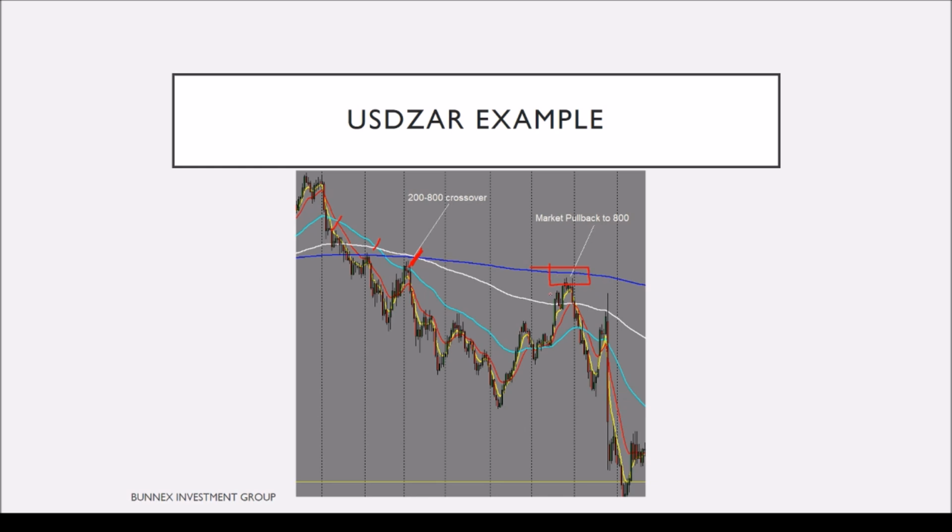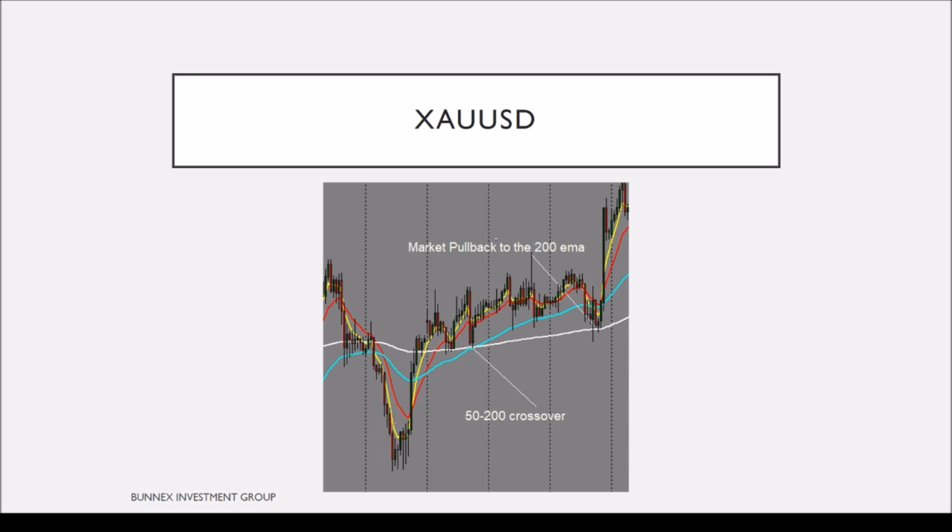So basically that is what you'll be looking for. The first thing is to see a clear crossover. After that you expect to see the market coming back to the higher period EMA. So watch till the end of the video so that I will show you how you can incorporate it in your trading, or use it as a strategy. Then this is gold, and on gold we had a 50-200 crossover here. After that crossover, we had the market pulling back to the 200 EMA, which is the higher period moving average.